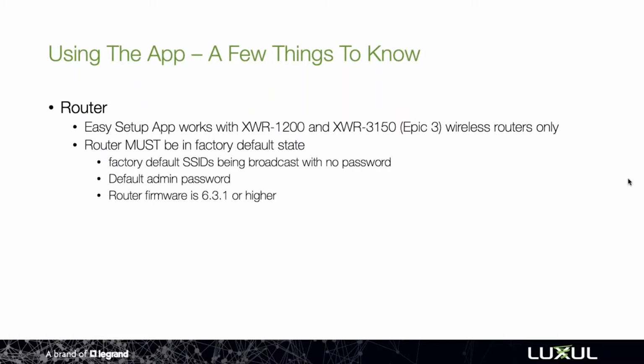And then the firmware has to be 6.3.1 or higher, which is going to be fairly easy because that is what the routers are shipping with coming out of the warehouse currently. Now, there is a newer update, which a lot of the newer wireless routers are going to have by default on them, which is 6.4.2. And we'll talk about how you can get to that here in just a moment.